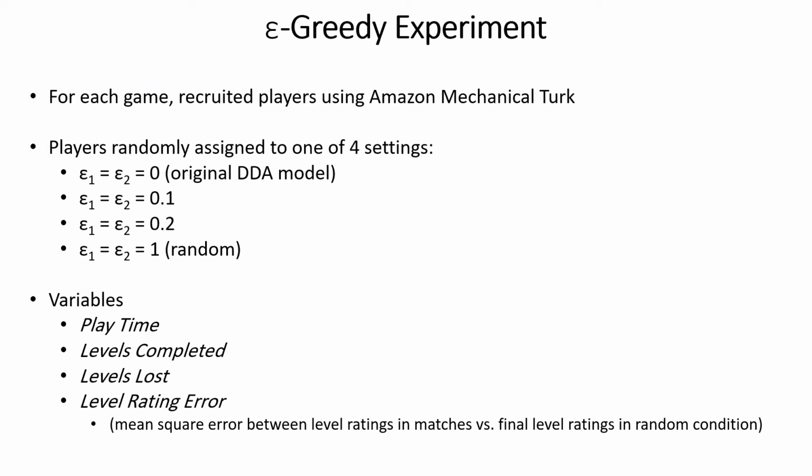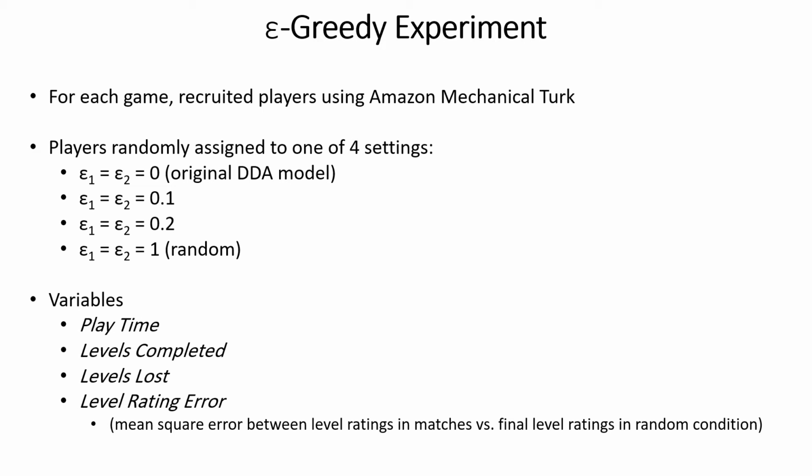So to test this algorithm for each of the two games, we recruited players using Amazon Mechanical Turk and assigned each player to one of four settings of epsilon values. To keep to a manageable number of conditions, we used the same values for both epsilons. So we had epsilons equal to 0, which was the same as using the original DDA model because there's no randomness in that situation. We also had both epsilons equal to 0.1 and 0.2, and a final condition where both epsilons were set to 1, and this acts as a completely random model with no matchmaking.